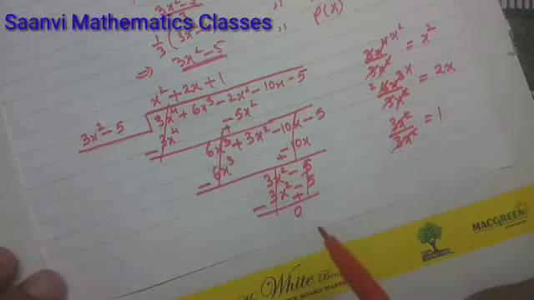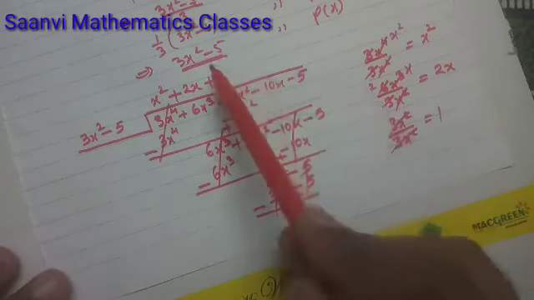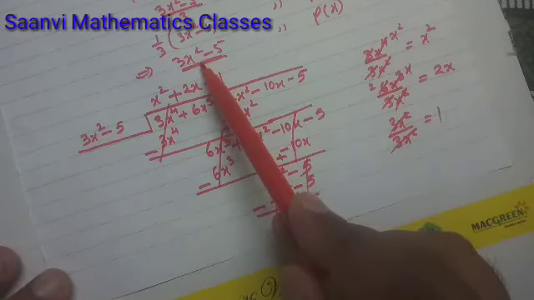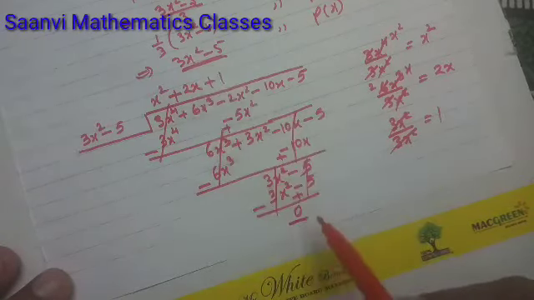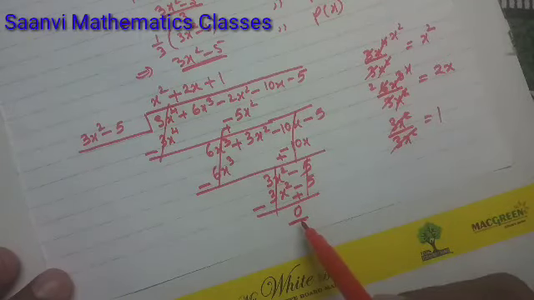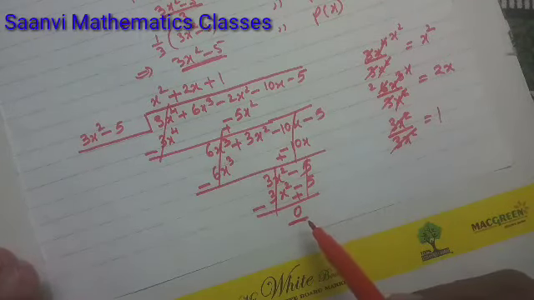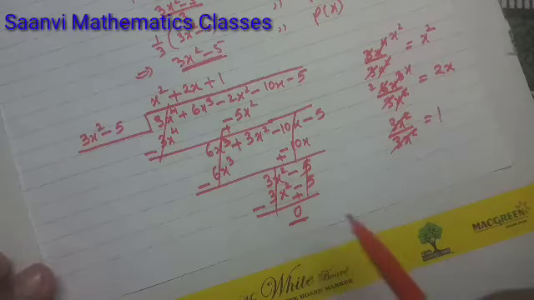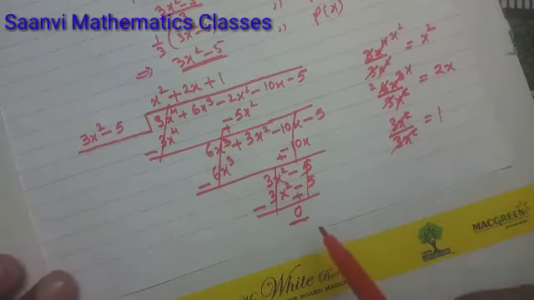Now remember one thing, in this particular question it is already given that this was a factor of the polynomial. So the remainder should be 0. If you are not getting the remainder as 0 in this, it means you have made some mistake in the division. So you have to check it again. Hope you have understood now.